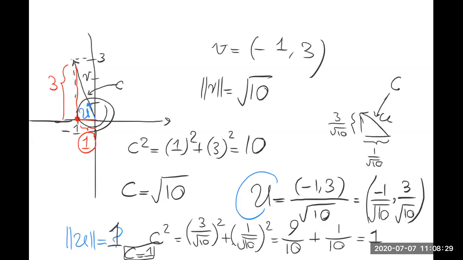So basically it's just the direction of the vector with the length equal to 1. Yes, that is true. It's the direction of the vector with the length equal to 1. That is correct. Yes. Okay. Thank you. You're welcome.